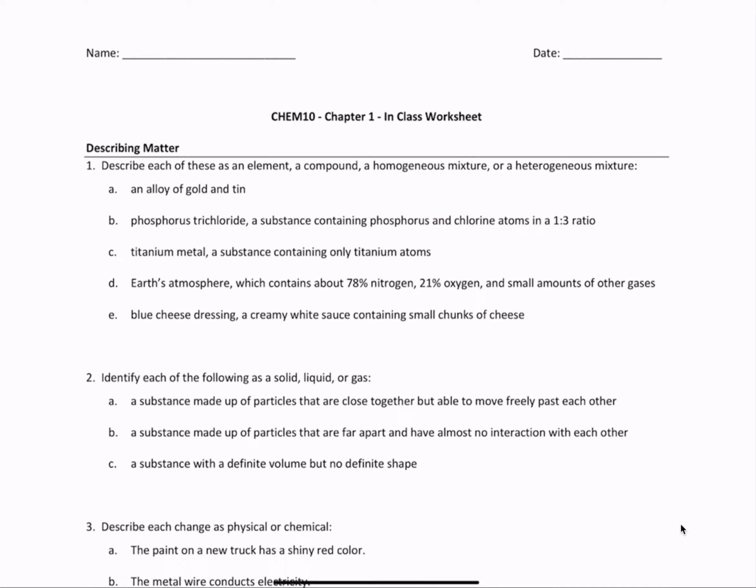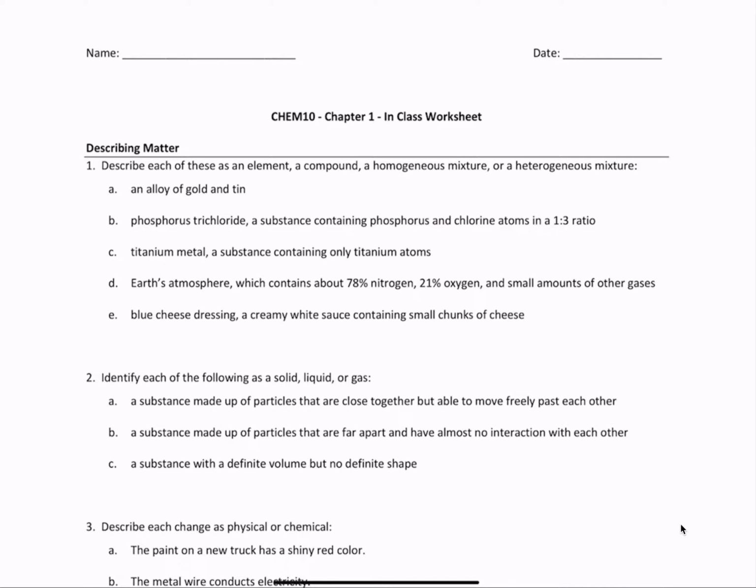The first problem is about matter. And the first problem asks us to describe each of these as an element, a compound, a homogeneous mixture, or a heterogeneous mixture. A, an alloy of gold and tin.